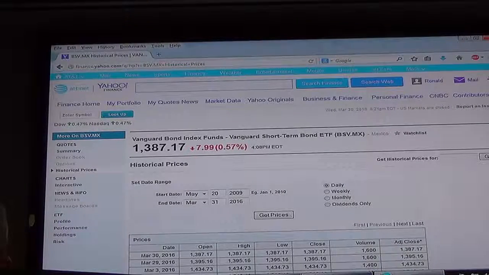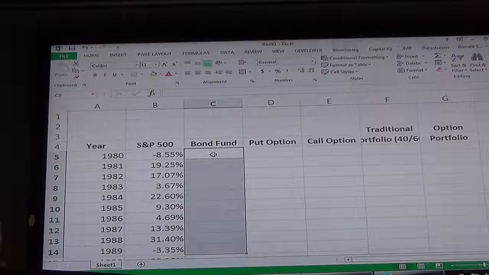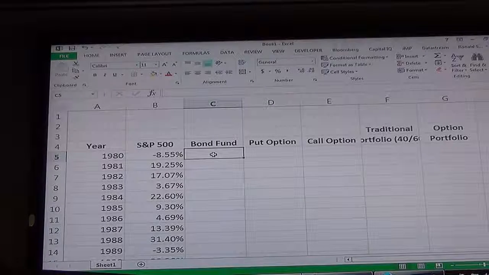But you do the exact same thing once you find a bond fund. Get your returns in here. I'll try to find one I can send to you all that might work. We may not be able to go back to 1980. Unfortunately, bond funds don't have as much history. But I might be able to get it from someplace.